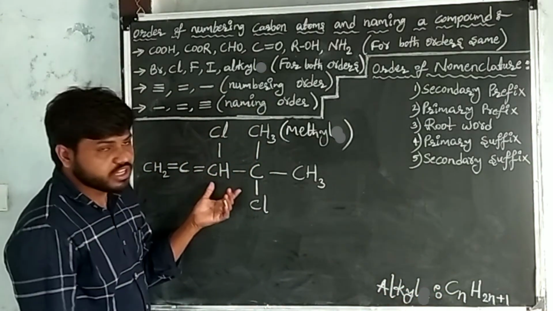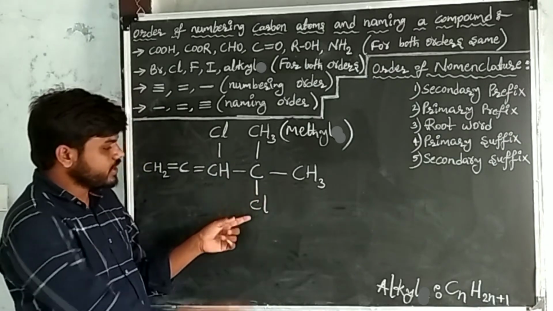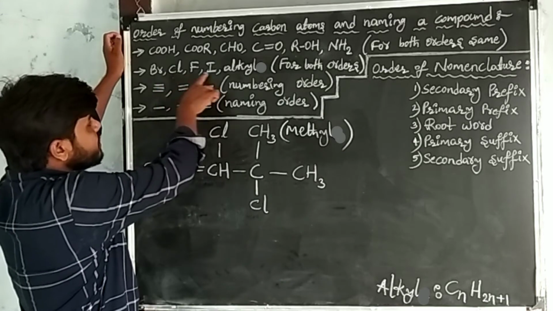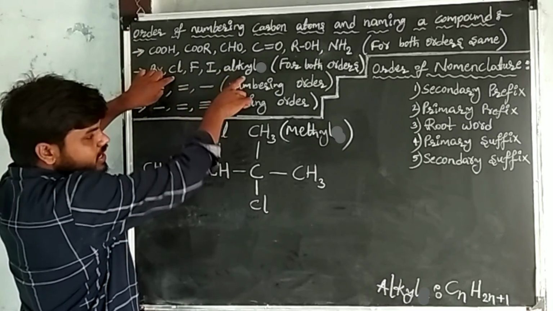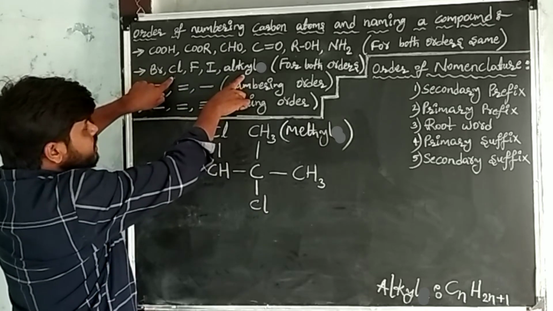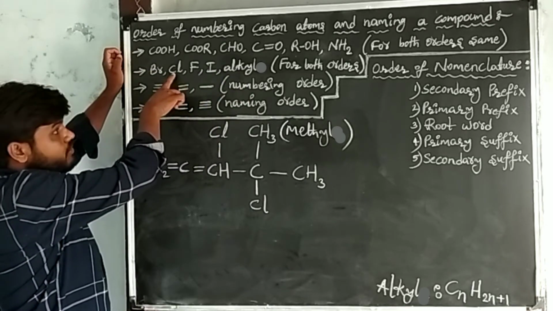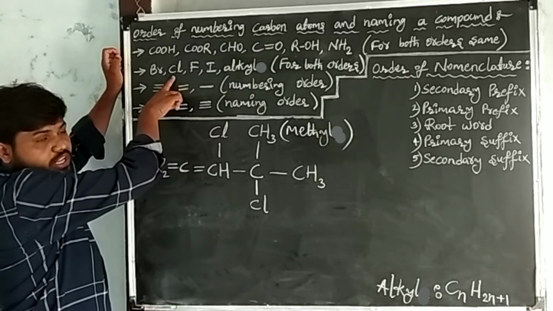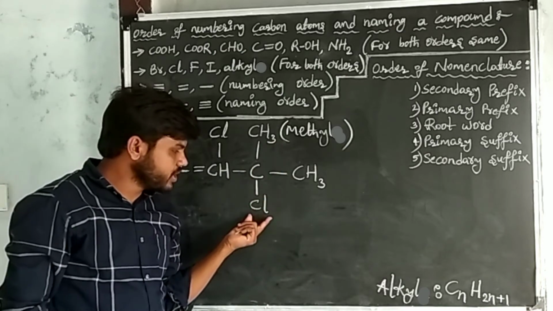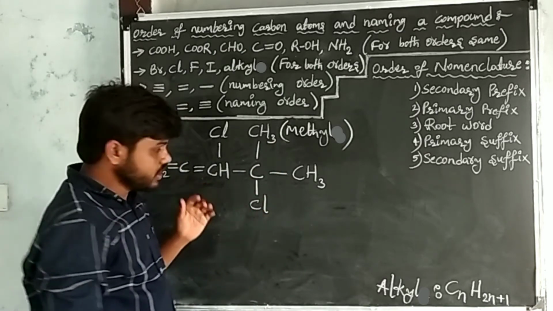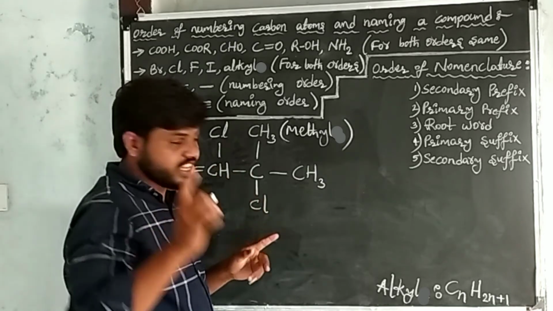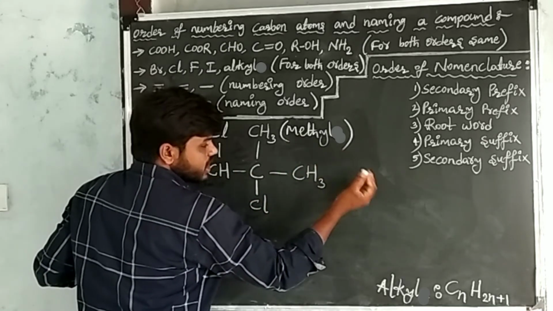Okay. First, give the numbers to the carbon atoms in such a way that chlorine gets the least number, because see the order of numbering: chlorine and alkyl. Methyl belongs to the alkyl group, right? So chlorine, then alkyl. First, give the priority to chlorine. That's why I am starting from the right side.